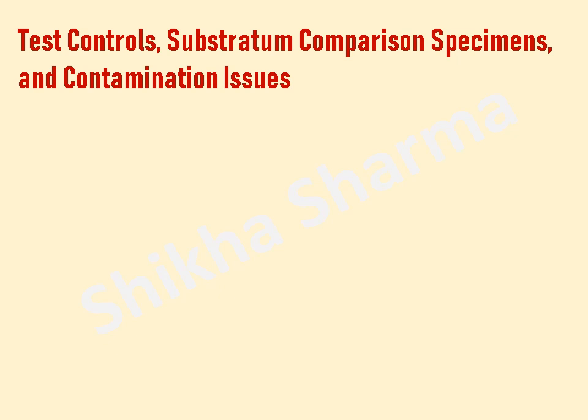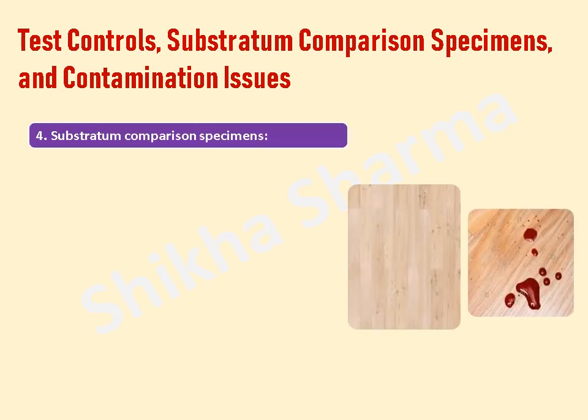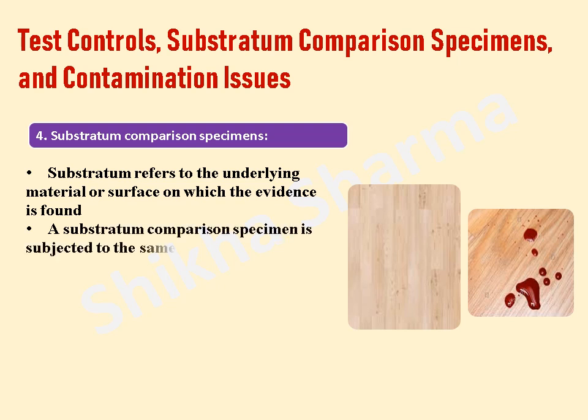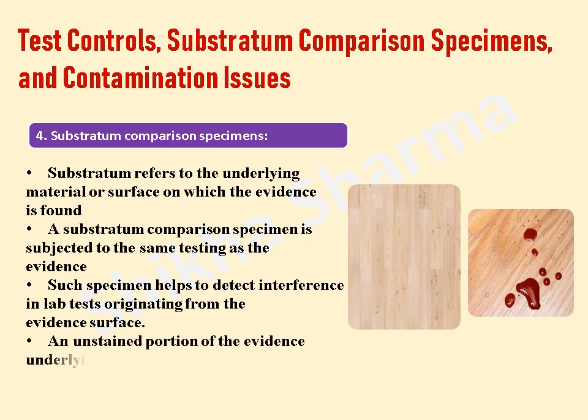To further avoid contamination issues, the substratum comparison specimens are also taken. What does it mean? Substratum refers to the underlying material or surface on which the evidence is found. A substratum comparison specimen is subjected to the same testing as the evidence. So, such a specimen helps to detect interference in lab tests originating from the evidence surface. An unstained portion of the evidence underlying material is collected for this purpose.